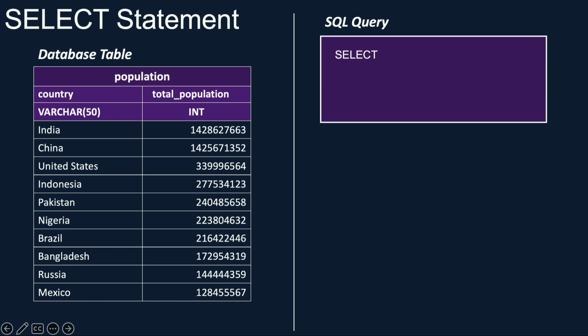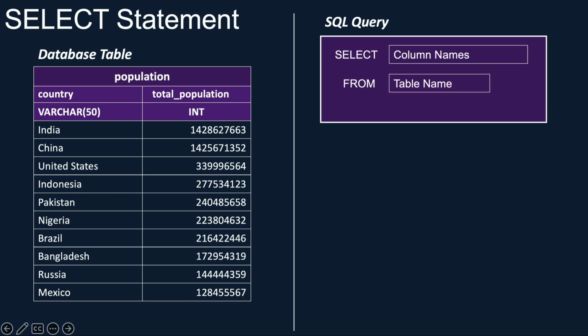A simple select statement has a select and a from clause. In the from clause, you specify the name of the table, and in the select clause, you specify the name of the columns from which you want to select the data. When writing select statements, I prefer starting with the from clause and then progress to the select clause.